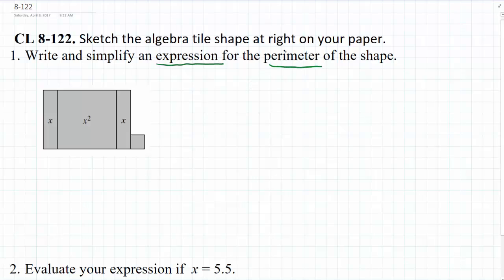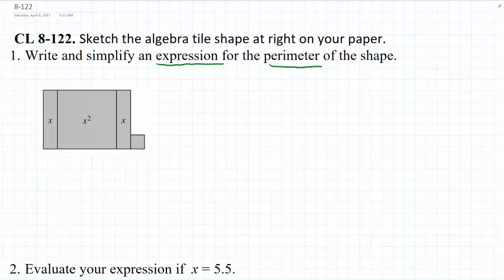Okay, so we need to think, what is perimeter? How do I calculate or describe the perimeter of a shape? And hopefully by now we know that for the perimeter, we just add up all the sides. We find how long it is around the shape.